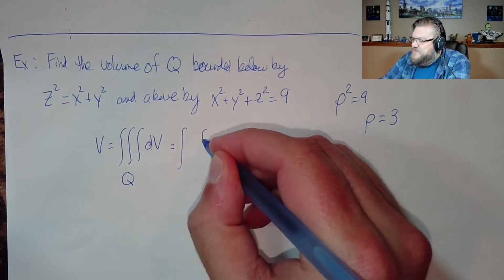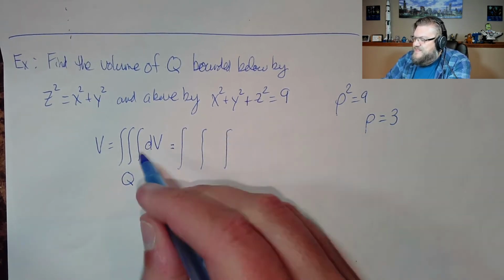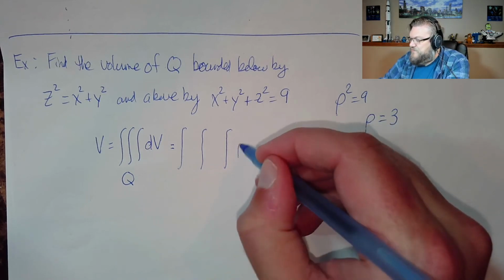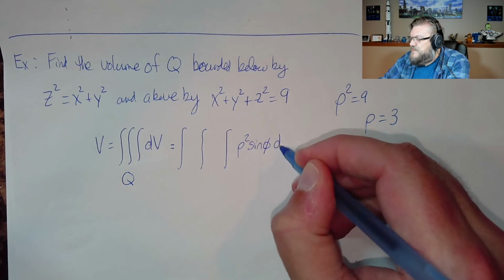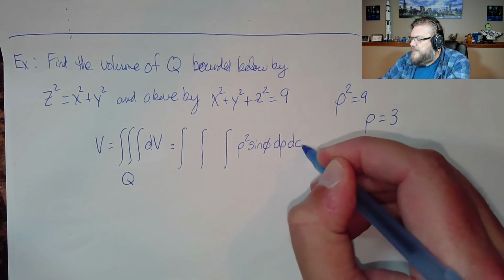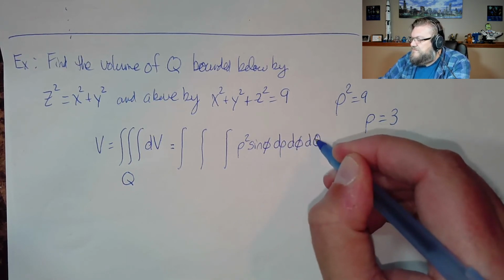I'm going to unpack this. dV in spherical becomes rho squared sine phi d rho d phi d theta.